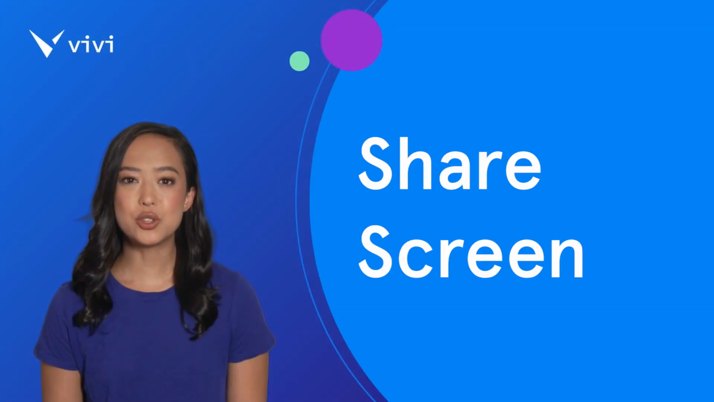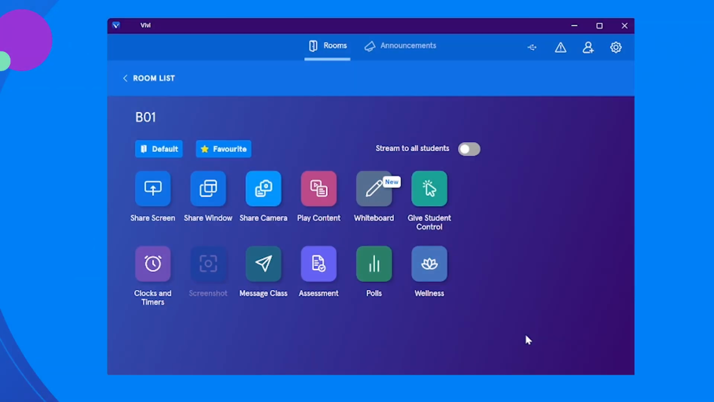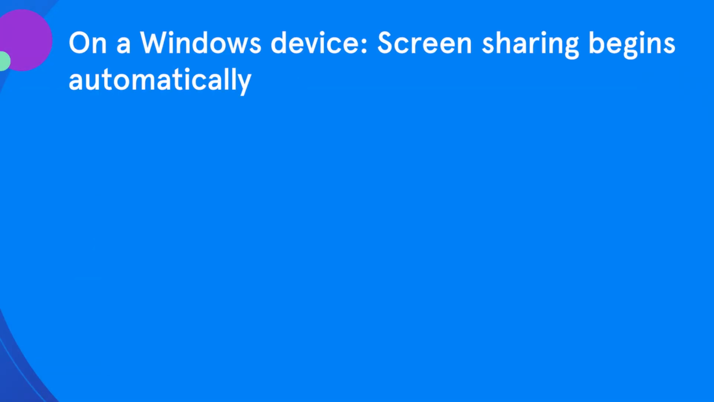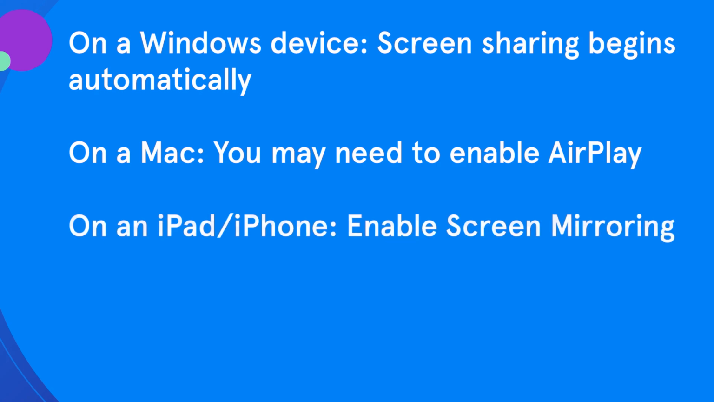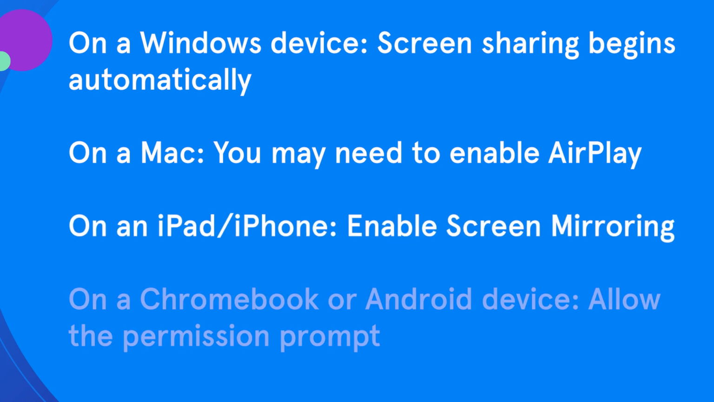Now for the feature you'll use most, sharing your screen. From the room's homepage, select Share Screen. On a Windows device, sharing starts straight away. On a Mac, you may need to enable AirPlay. On an iPad or iPhone, use screen mirroring. And on a Chromebook or Android device, just allow the permission prompt. Follow the on-screen instructions for your device, and your screen appears on the classroom display.